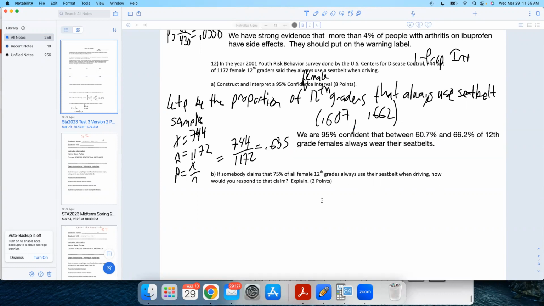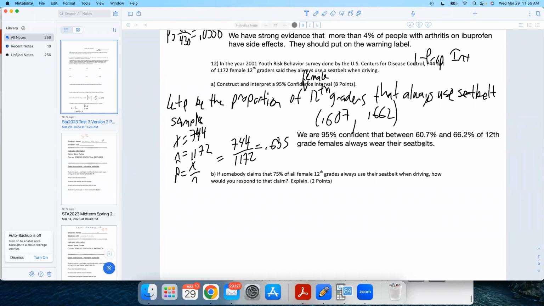Now, like every time I use this test, people make this problem here, part B here, much harder than it needs to be. Sure, we could do this as a hypothesis test if we wanted to, but a confidence interval is the flip side of a hypothesis test. I've already done it.